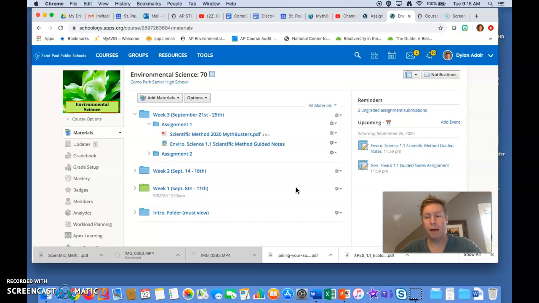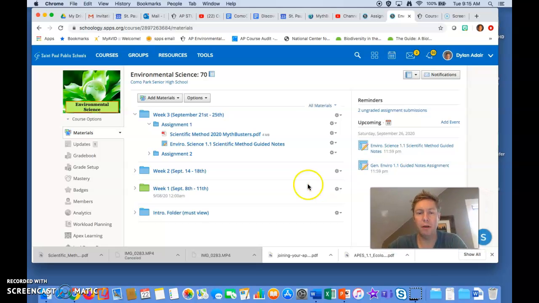If you have problems logging into the video, make sure you log into the Cleaver app on your iPad, and that should help. But if you have any other issues, just let me know.